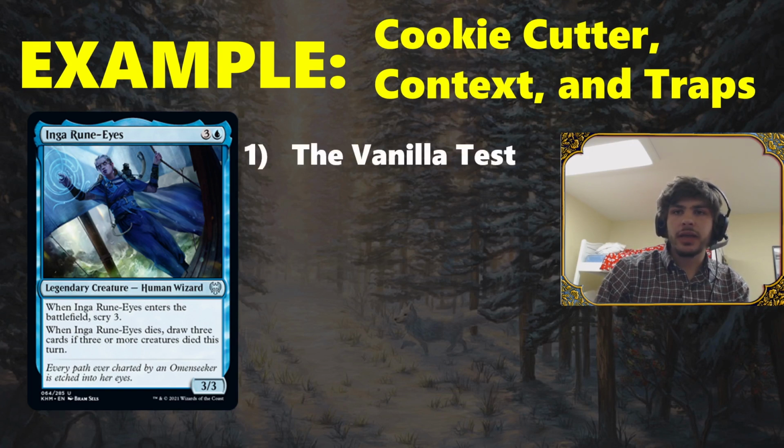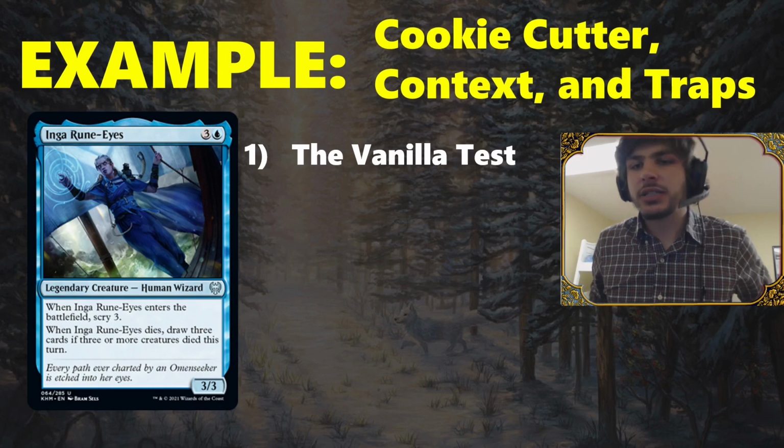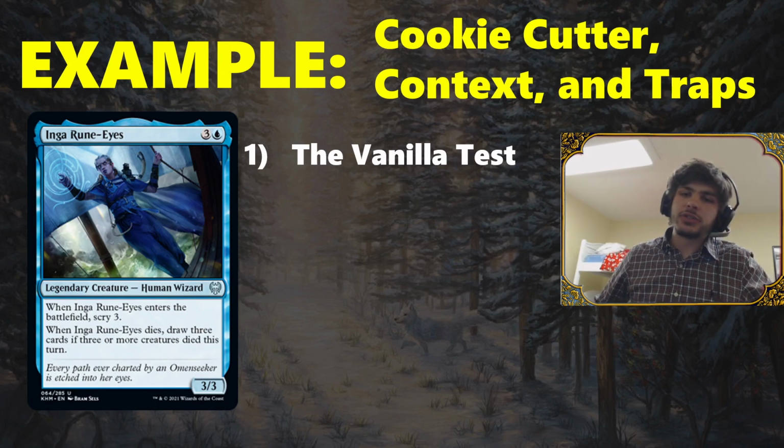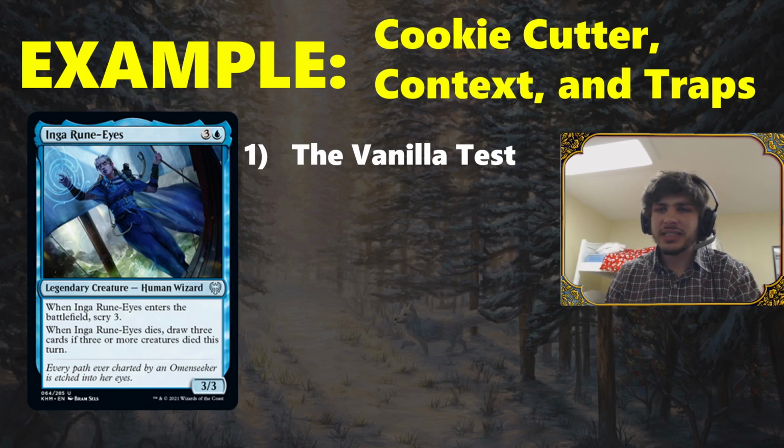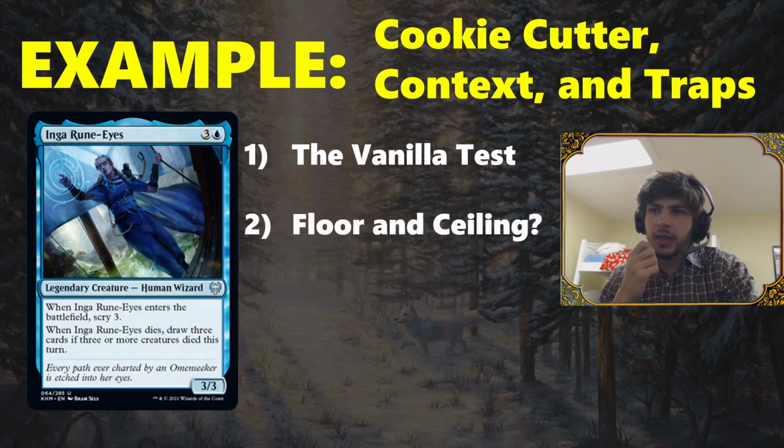4 mana for Inga Rune Eyes is 3 and a blue for a 3/3 that says, when it enters the battlefield, scry 3, and when it dies, draw 3 cards if 3 or more creatures died this turn. So for the vanilla test, a 4 mana 3/3 is decent, but you'd expect a little more. What's the floor and ceiling?